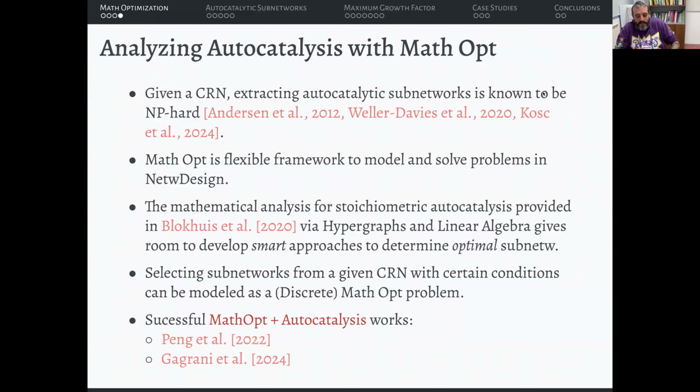So it's a discrete mathematical optimization problem, so it will be difficult to solve, but we know that there are some combinations of math optimization problems and autocatalytic problems, in this case about detection or enumeration of autocatalytic networks, where this combination has been very useful. That's in the paper by Seng and some others, and the paper that we wrote with Raful, Eric, and David last year.